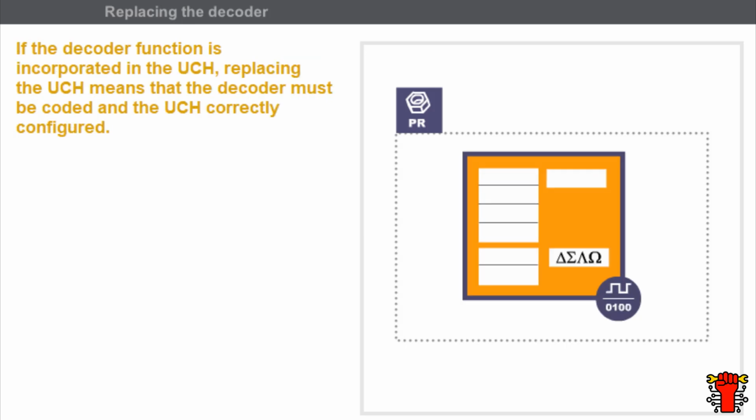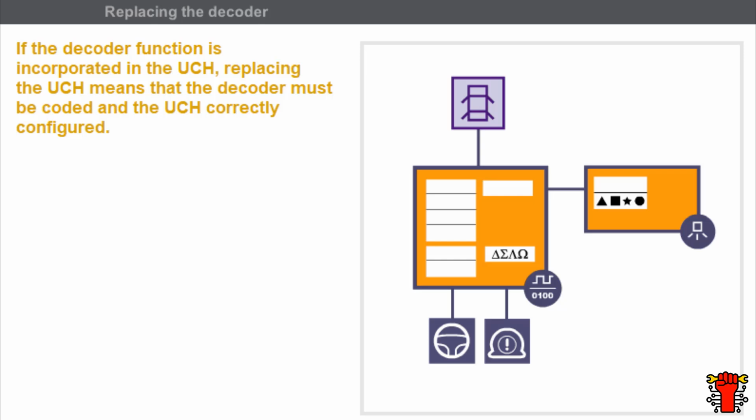If the decoder is incorporated in the UCH, it must be replaced and coded. The various functions controlled by the UCH must also be correctly configured.